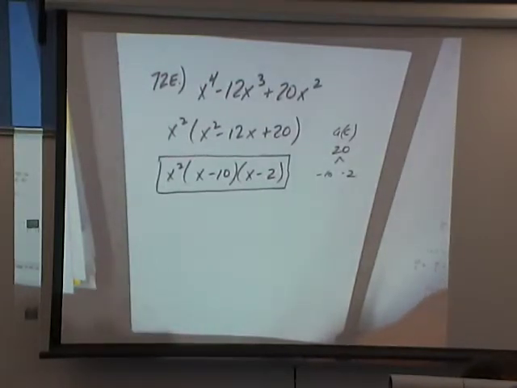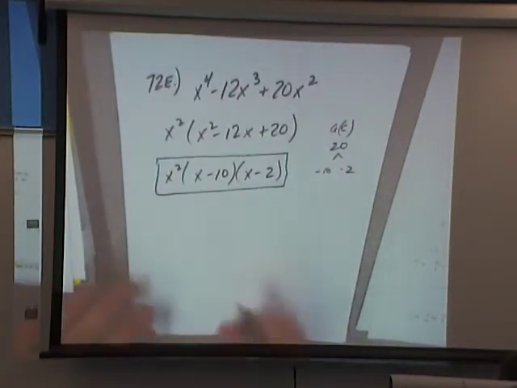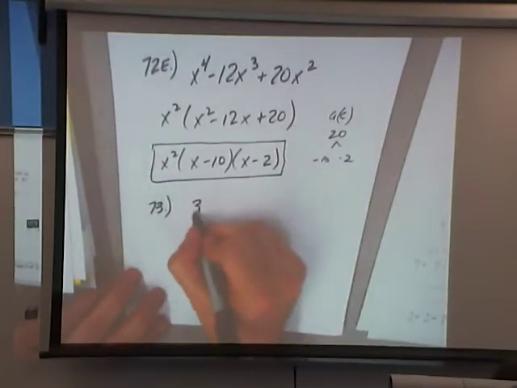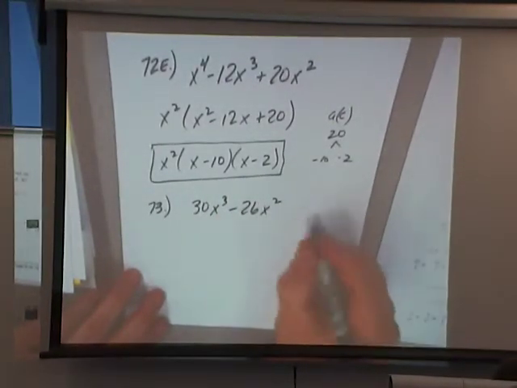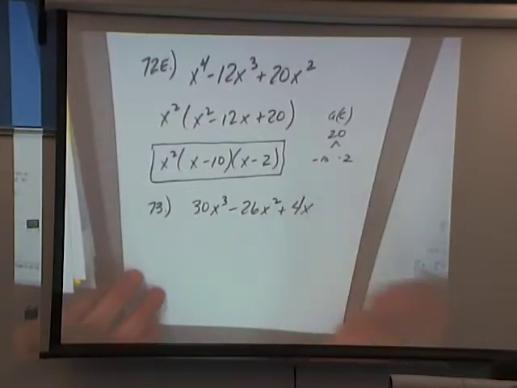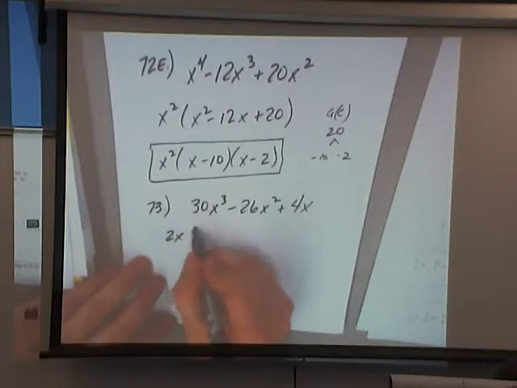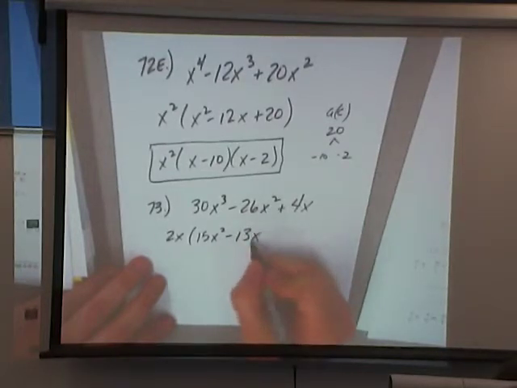Questions on 72? Oh, okay. 73, factor completely. 30x cubed minus 26x squared plus 4x. GCF, 2x. So if we pull out a 2x, that leaves 15x squared minus 13x plus 2.